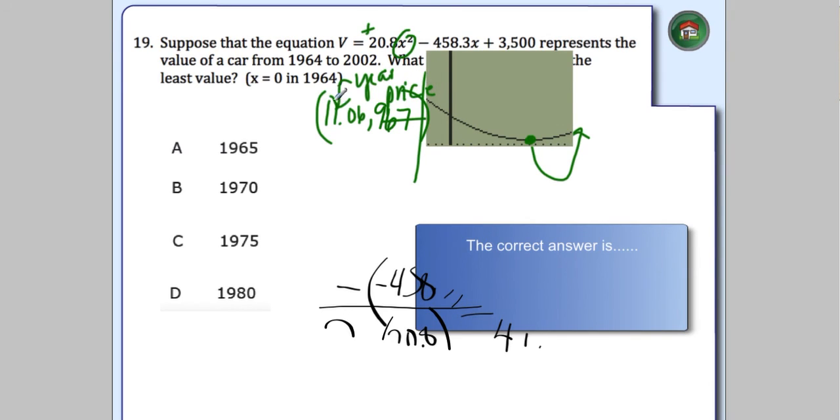So what that means is this is the year and this is the price. So the year is 11, and that doesn't mean year 11. That doesn't mean the date is 11. That means 11 years after the initial, or when it started. So the value of the car started at 1964. 11 years later, that is when the car reached its minimum value. So 11 plus 64 is 1975.